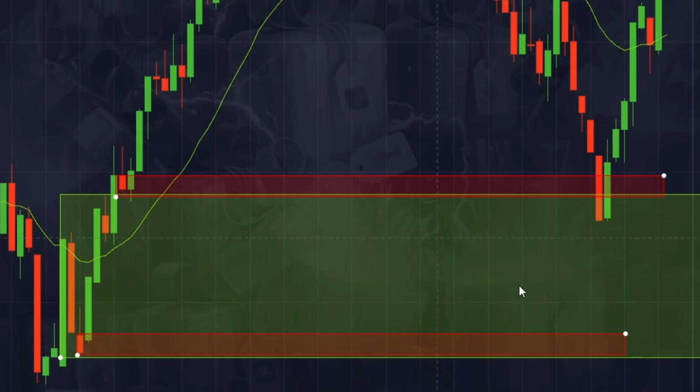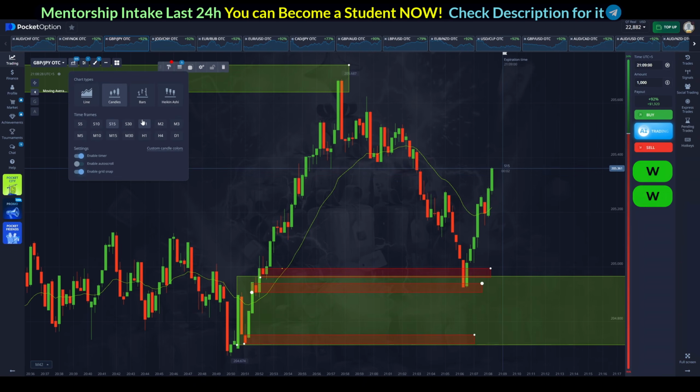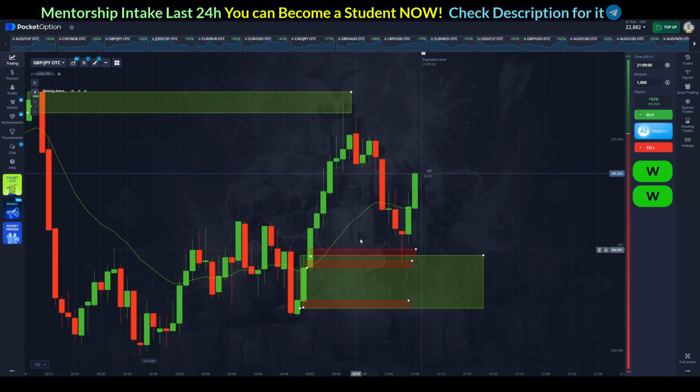Okay, we do have 2 demand areas in lower time frame. This one is even better, bro. You see the green zone. If your entry is inside the green zone, it's going to be a lot better. Now let's go to 1 minute to see how it looks. Okay, so in 1 minute time frame, it's going to look like this.